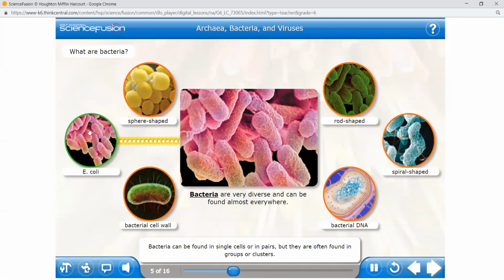Bacteria can be found in single cells or in pairs, but they are often found in groups or clusters. Bacteria can be found in a wide range of places, from the soil to water heaters to doorknobs. They can even be found in underwater volcanoes. E. coli live in your intestines.